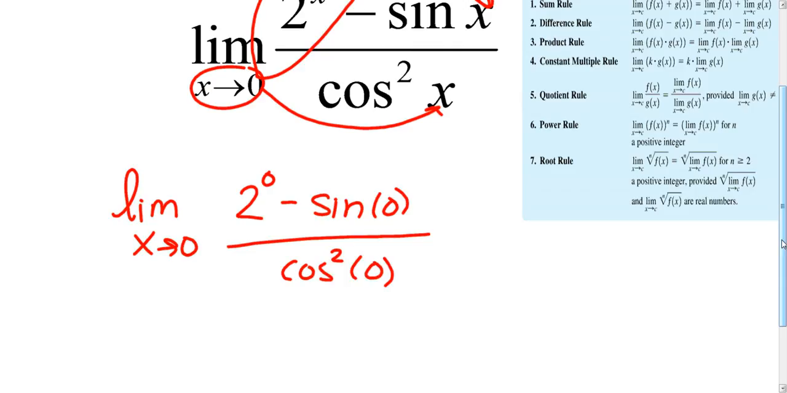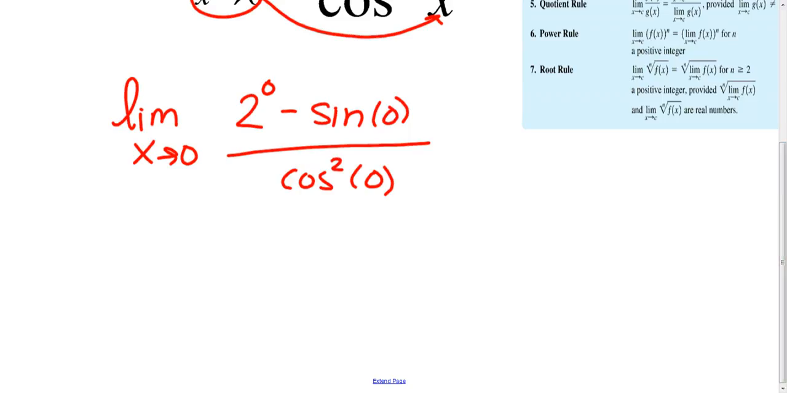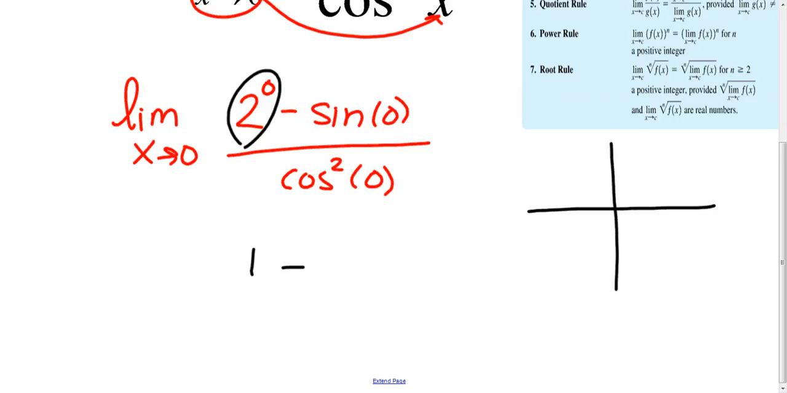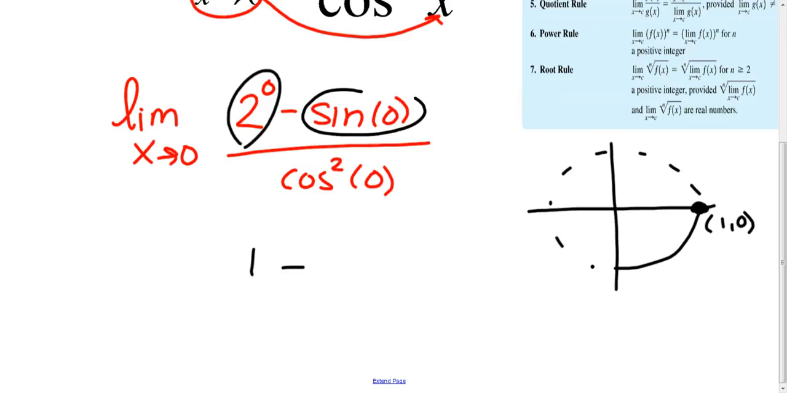All right. First of all, this is what I want you to know. Anything to the 0 power is 1. Then you need to think about your unit circle. 0 degrees is right over here. This is the coordinate 1, 0, if you remember. Sine is your y value. So sine at 0 is your y value at 0. And your y value at 0 is 0.